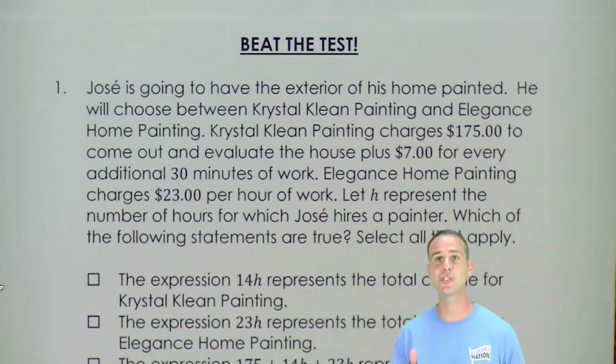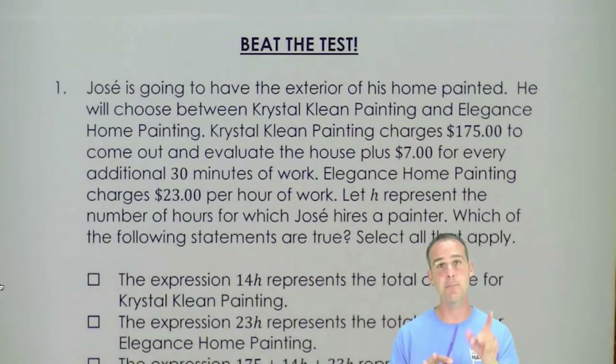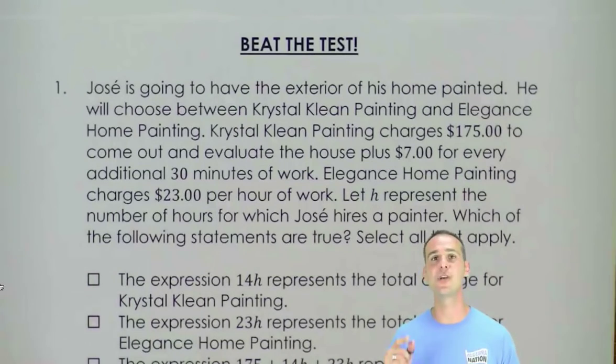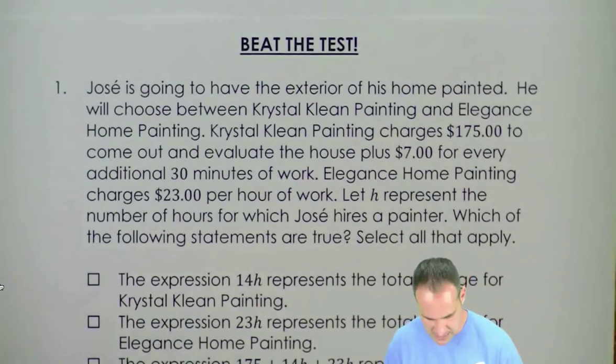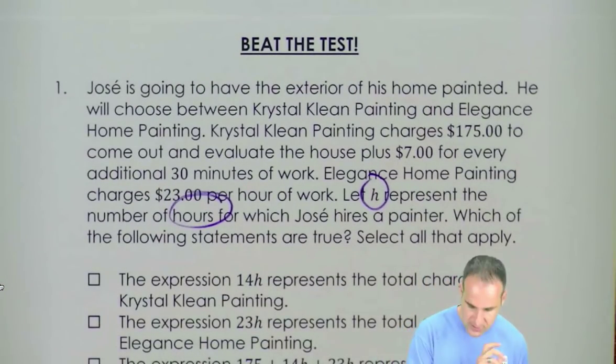Crystal Clean Painting charges $175 to come out and evaluate the house, plus $7 for every additional 30 minutes of work. Elegance Home Painting charges $23 per hour of work, period. H represents the number of hours for which Jose hires a painter. Which of the following statements are true?